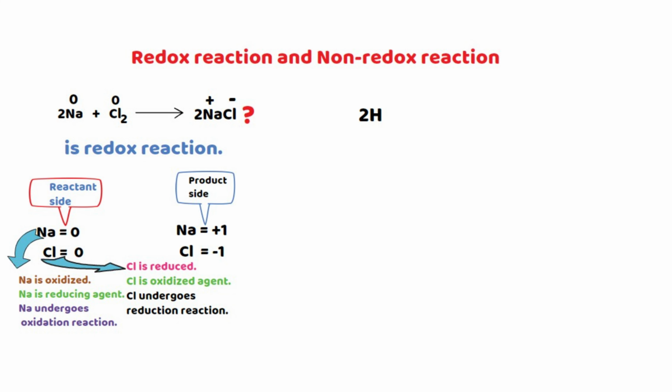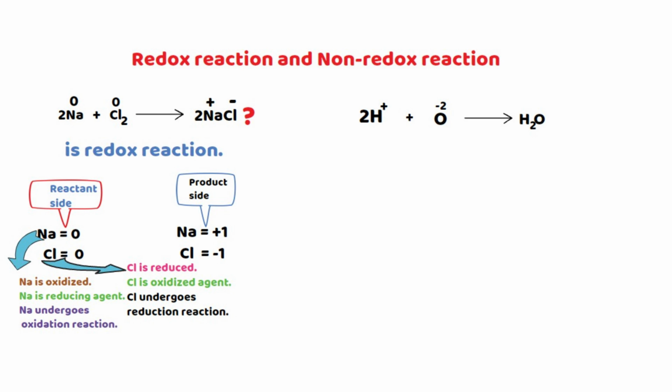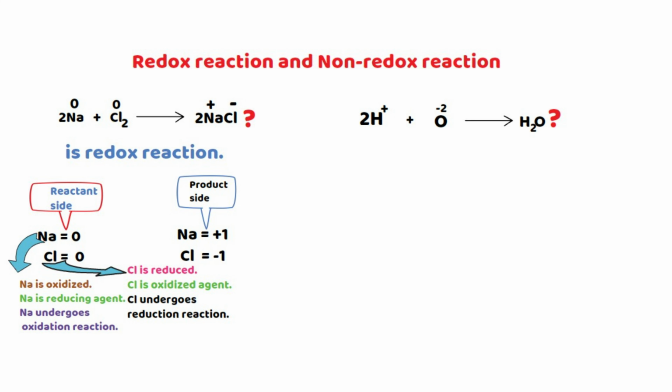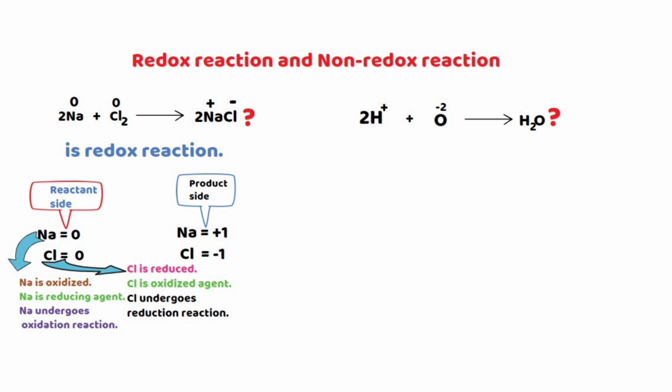Now, let us consider the second example. 2 moles of hydrogen ion react with 1 mole of oxide ion to form a water molecule. The question is: is this chemical reaction a redox reaction or non-redox reaction? If it is a redox reaction, which substance is reduced and which substance is oxidized, and which substance is the oxidizing agent and which substance is the reducing agent?